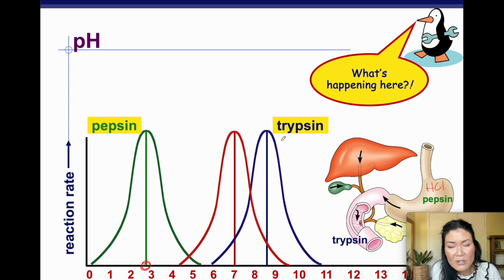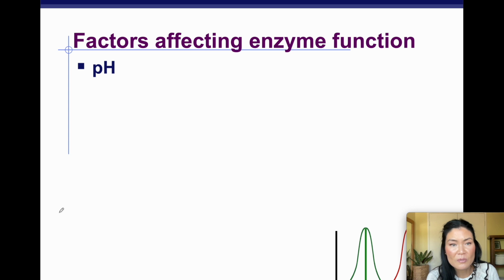Trypsin, which is found in our intestines, is slightly basic. It's between pH 8 and 9. Trypsin works best in a basic pH, okay? So what's happening? We just talked about optimum pH, right? But what's happening beyond the optimum pH and before we hit the optimum pH?